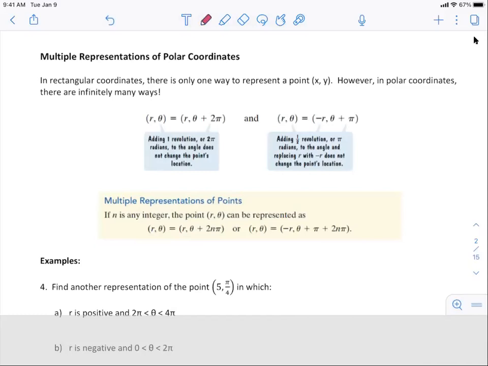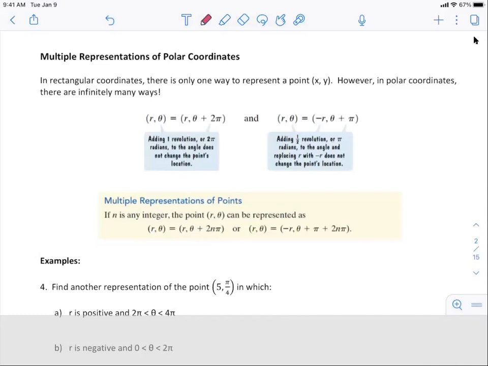So the point (r, theta) is going to be equal to (r, theta plus 2 pi). Any multiple of 2 pi is going to be a coterminal angle, and so it'll land at the exact same spot. So (r, pi halves) is going to be the same as (r, 5 pi halves) and the same as (r, 9 pi halves) or (r, negative 3 pi halves). Any multiple of 2 pi is going to take us to the same spot.